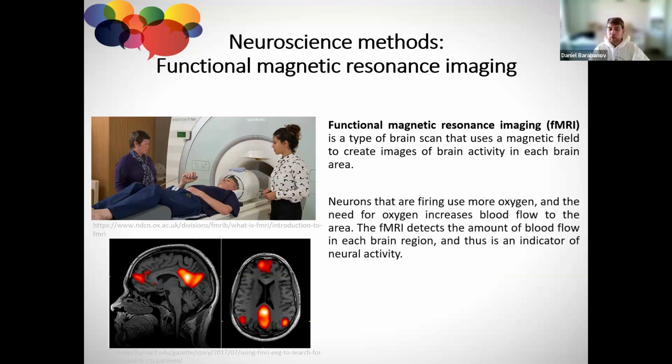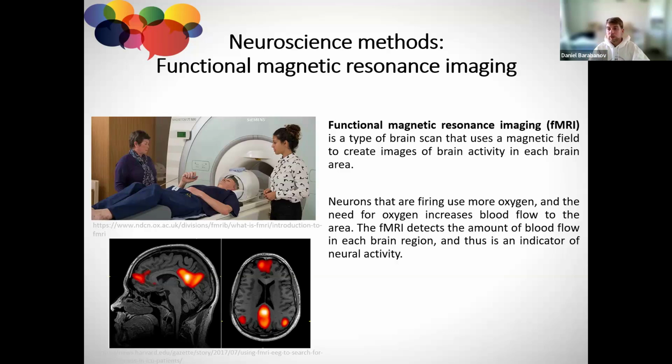So how does it work? Neurons that are firing, transmitting a message, consume more oxygen from the blood. Because they need more oxygen, the blood flow in those areas of the brain intensifies. fMRI detects the amount of blood flow in each brain region and shows which brain regions receive additional blood flow, assuming that it's those areas which are more active right now because they're transmitting a message. So it's an interesting technique.